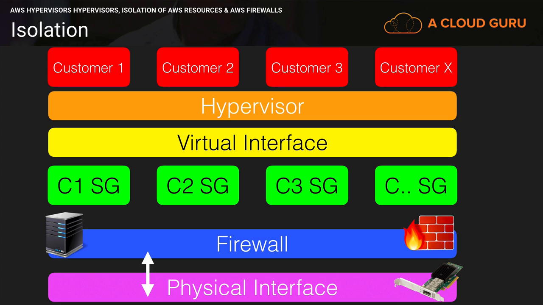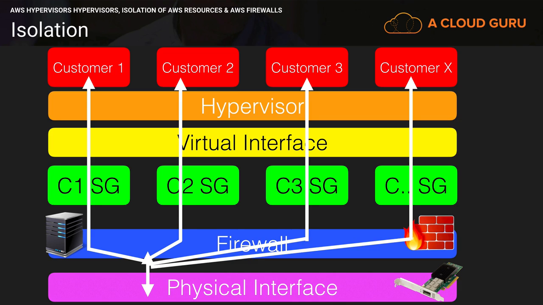So when we interact with this environment, basically we're going through a physical interface, we're hitting the firewall. The firewall is then splitting our traffic, and it's completely isolating it through our security groups, through our virtual interface, through the hypervisor, back to our resources. So these could be your EC2 instances, etc. So that happens, and it's done by the firewall. So it is complete isolation between customers.